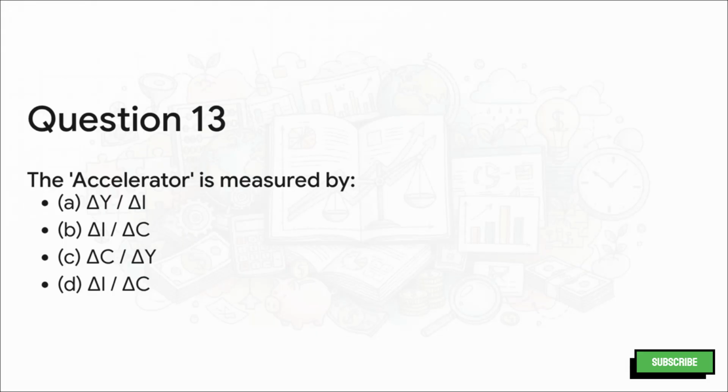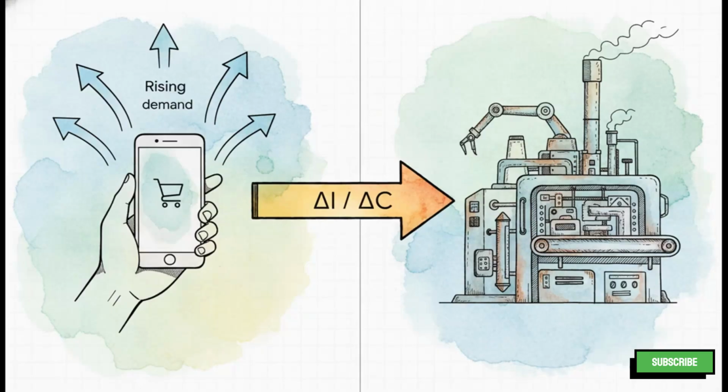All right, let's look at question 13. How is the accelerator measured? You're basically being asked for its formula here. The options show different ratios related to changes in income, investment, and consumption. Which one is the correct formula? The correct answer is D, which is the change in investment, delta I, divided by the change in consumption, delta C. The core idea of the accelerator principle is that the demand for investment goods is derived from the demand for consumer goods. As soon as the demand for consumer goods rises, firms have to invest more to meet that demand. This formula captures that direct link.